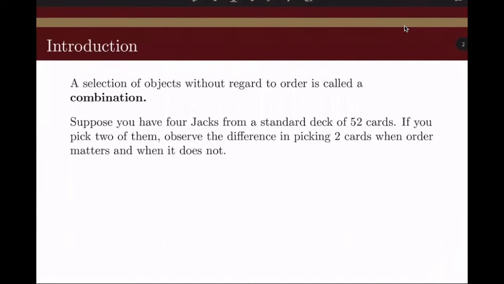A selection of objects without regard to order is called a combination. And remember that the last time we were talking about permutations, which were a selection of objects where we did care about the order. So with combinations, order does not matter.